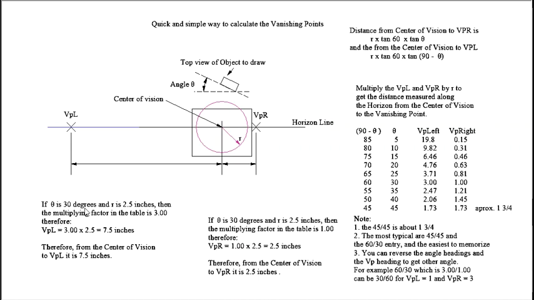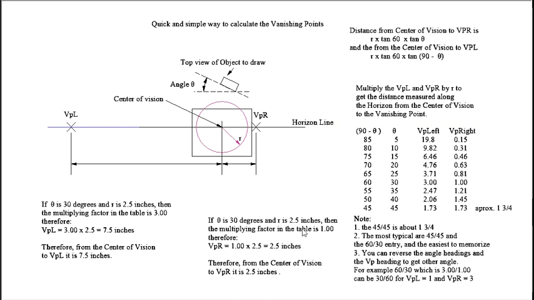If we're at 30 degrees here, 30 degrees times a radius of 2.5 inches, and that's the radius of this. The canvas is going to be a little bit bigger, but this radius, let's say, is 2.5 inches. Then we look into the table and find 30 degrees, and we notice that it's going to be for our left vanishing point times 3. So vanishing point left is 3 times the 2.5 inches, which gives us 7.5 inches. So we measure from our center of vision out 7.5 inches to find this vanishing point.